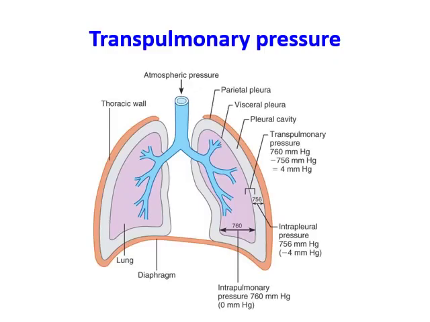The third pressure of the respiratory pressures is the transpulmonary pressure. The transpulmonary pressure is the pressure difference across the wall of the lung. It's represented by the intrapulmonary pressure minus the intrapleural pressure. The transpulmonary pressure is the pressure that keeps the lung against the chest wall.